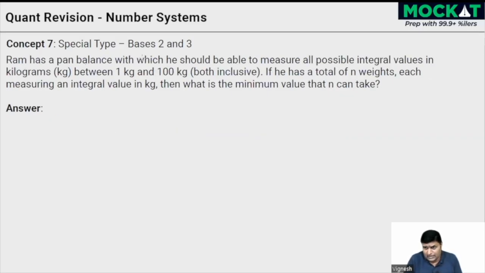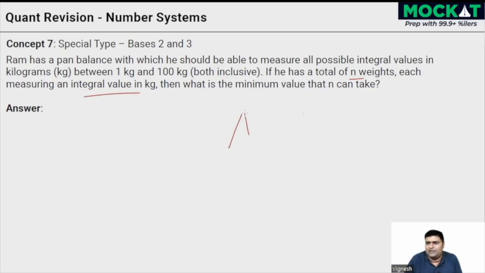So that's where we use base 3. Now, base 3 is where 3 results are possible. That was base 2: either you use a bag or not use a bag. Here, you use one positively, you do not use it, or you use something negatively. 3 ways in which you can use it, and that's in a pan balance. So this is the example. Ram has a pan balance with which he should be able to measure all possible integral values in kilograms between 1 and 100. If he has a total of n weights, each measuring an integral value in kg.